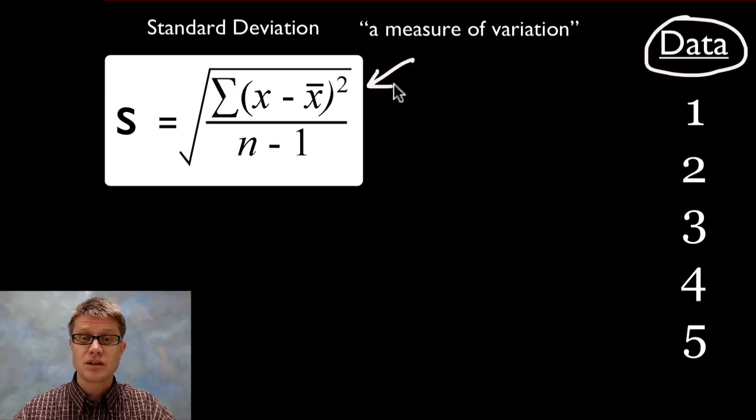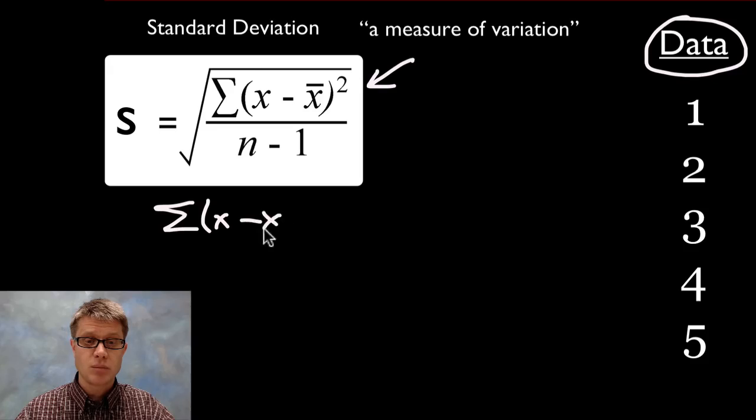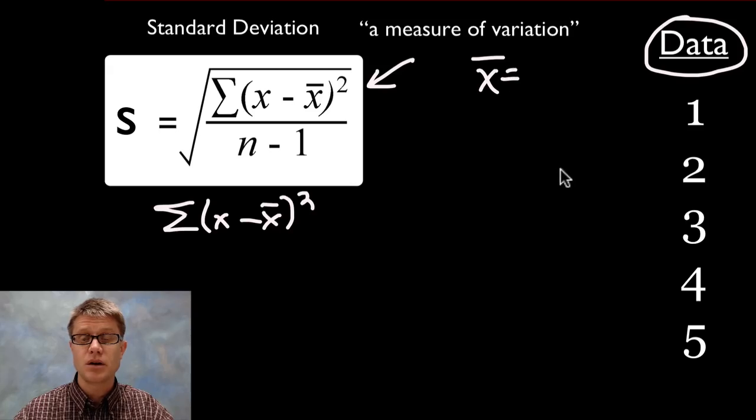And so let's go to the scariest part to begin with. So let's look at what's going on right here underneath that square root. And so what this is, the summation of (x minus x bar) squared, basically means for each of these data points that I have, we're going to have to figure out what's right here, so x minus x bar. And so the first thing we have to do is figure out what the average is. We have to figure out what x bar is.